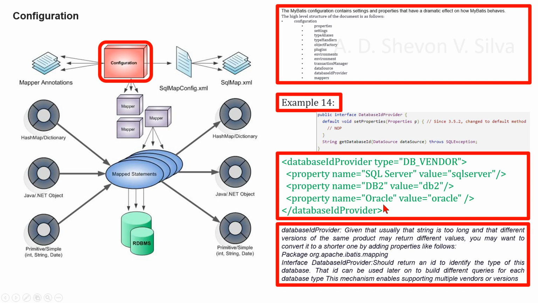You can build your own database ID provider by implementing the interface org.apache.ibatis.mapping.DatabaseIdProvider and registering it in the mybatis-config.xml. Since 3.5.2, the setProperties method is a default method and a no-op.